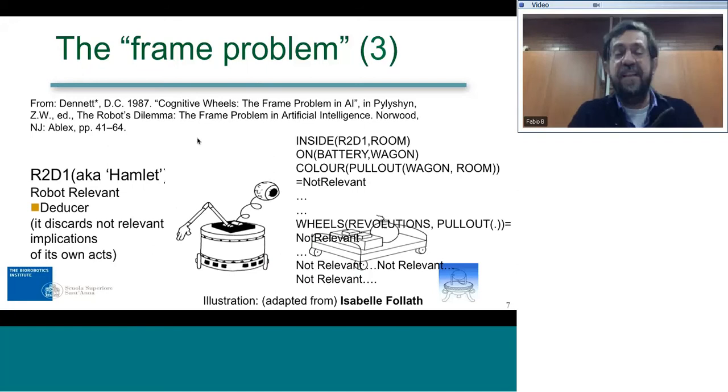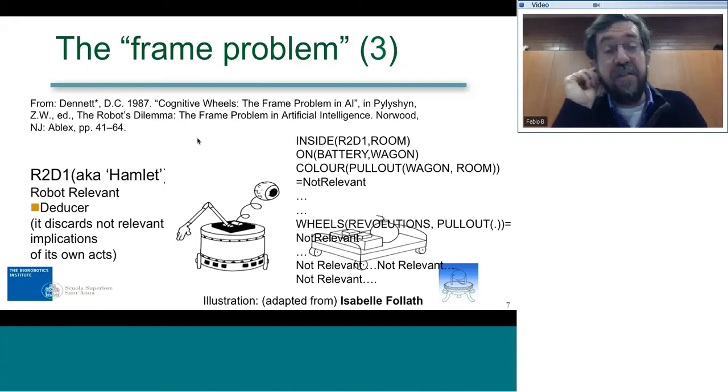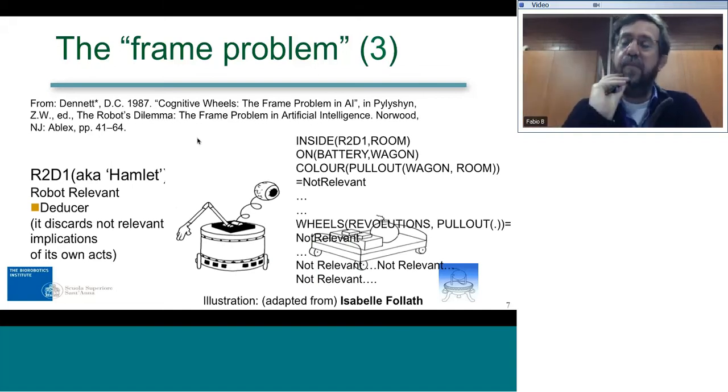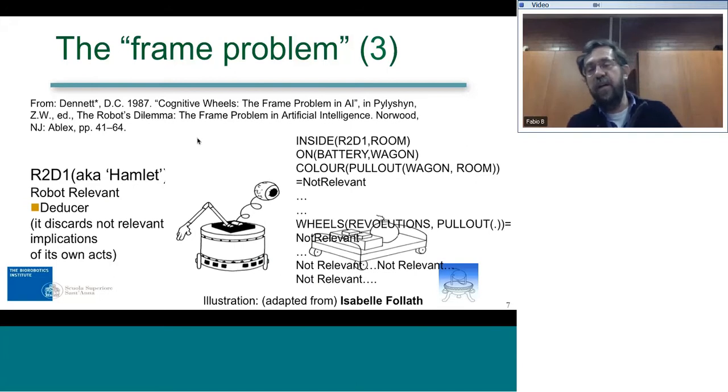You may notice another movie-related joke, because in Star Wars you have R2-D2, and this is R2-D1, right? And we stop at R2-D1 because for R2-D2 we need something more sophisticated than this kind of approach, a purely symbolic approach.